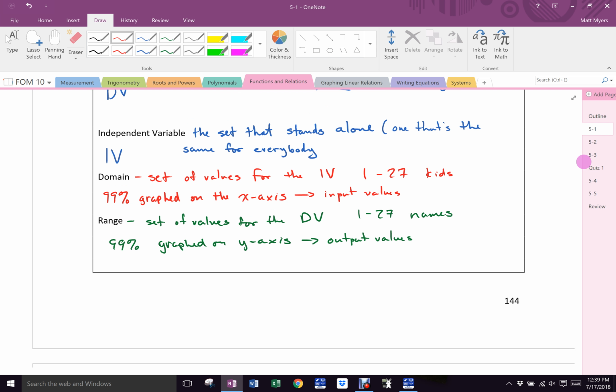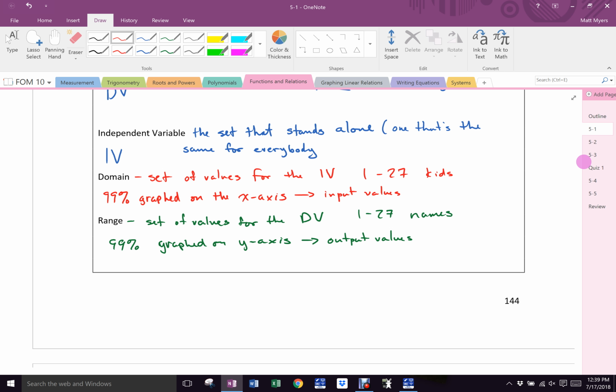Is everybody cool? The independent variable is the whole group of things. The domain is each specific value in that group. The independent variable is the set. The domain is the elements of that set.